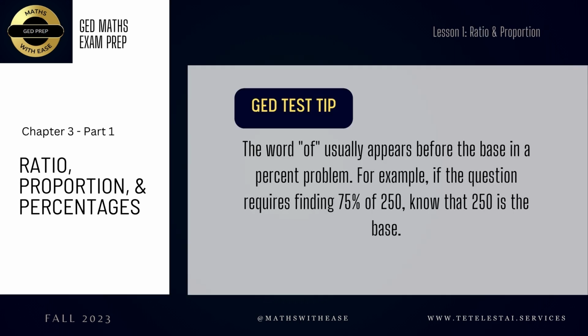So on the test, the word of will often come before the base in a percentage problem, right? So you gave the waiter $3 of your $20, right? So for example, if you're asked to find 75% of 250, you know that 250 is the base, okay?